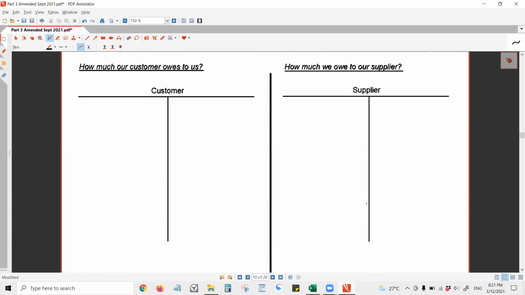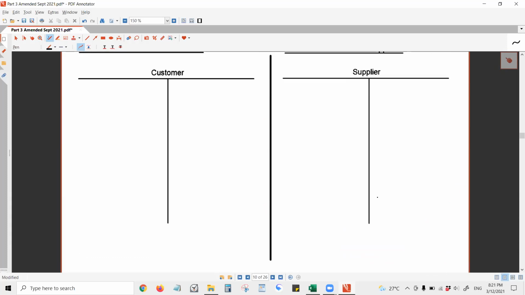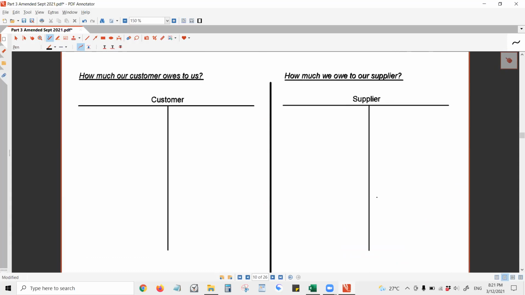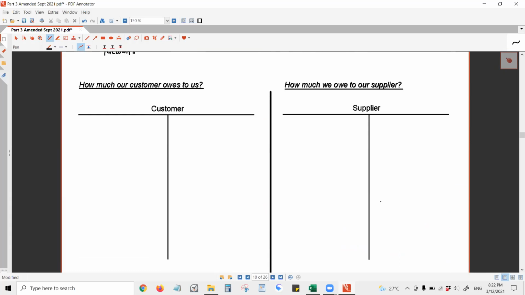Now let's do a conclusion about how we do a customer account and how we do a supplier account. For myself, how do I remember? Let me tell you the easy technique for remembering when you should put certain things on the debit side and when on the credit side. On the left hand side, I'm going to guide you on how to do a customer account, and on the right hand side, how you do a supplier account.